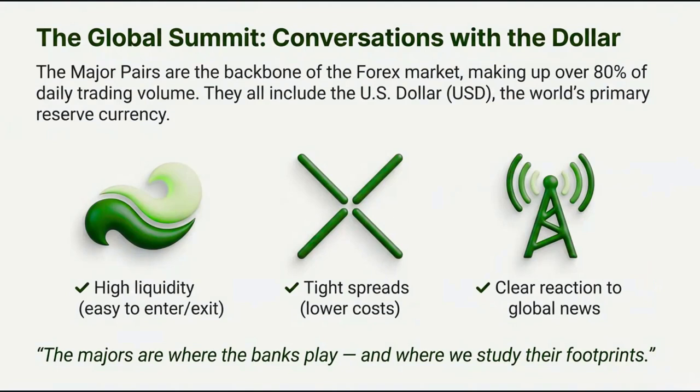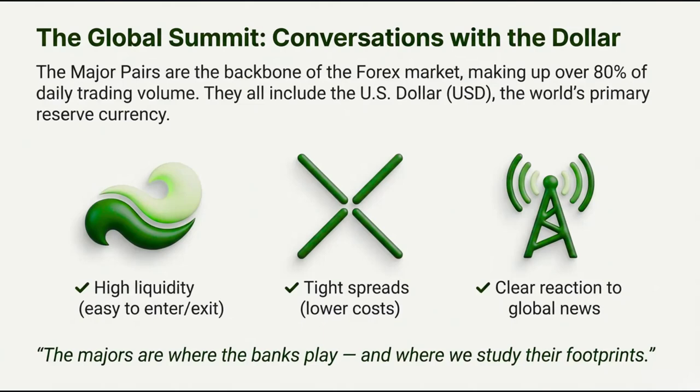Most of the major pairs all include the US dollar. All of them do. The US dollar is the world's primary reserve currency. All right, guys, so let's get into the major pairs. They're basically the backbone of the Forex market, making up 80% of the daily trading volume. They all include the US dollar, and that's considered the primary currency of reserve. If you're taking notes, that's definitely a key point to write down. The currency of first reserve is going to be the US dollar.